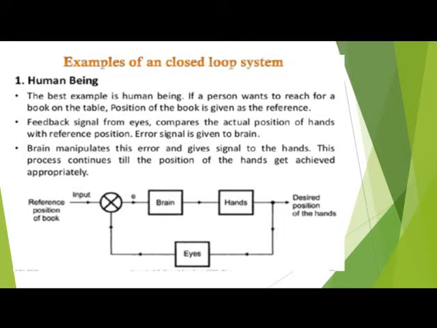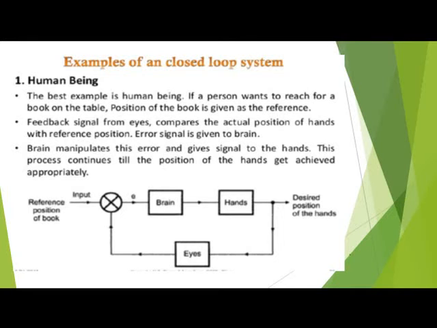Now this brain manipulates the error, then gives the signal to the hand. This process continues till the position of the hand is achieved approximately. For example, the reference position is the book, that is the input, the brain is the controller, and the hand is the plant. The output position is of the hand, which is seen by the eye, and compared with the reference book. These two give the error actuating signal, which is connected to the brain. This is the best example of a human being in a control system.